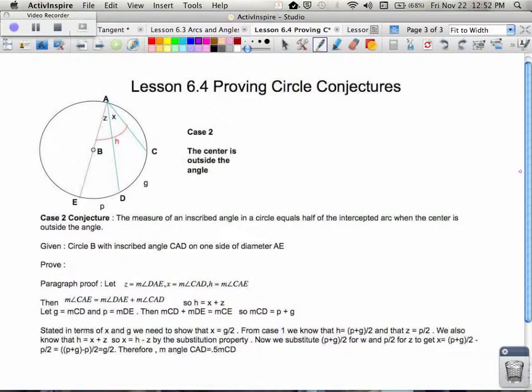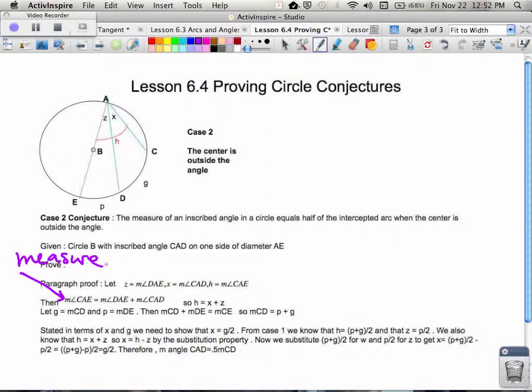Something that you should know is that the little letter M that you see occurring over and over again here is talking about the word measure, or in other words, the size of. So like that could have meant 60 degrees, 35 degrees, that kind of thing.